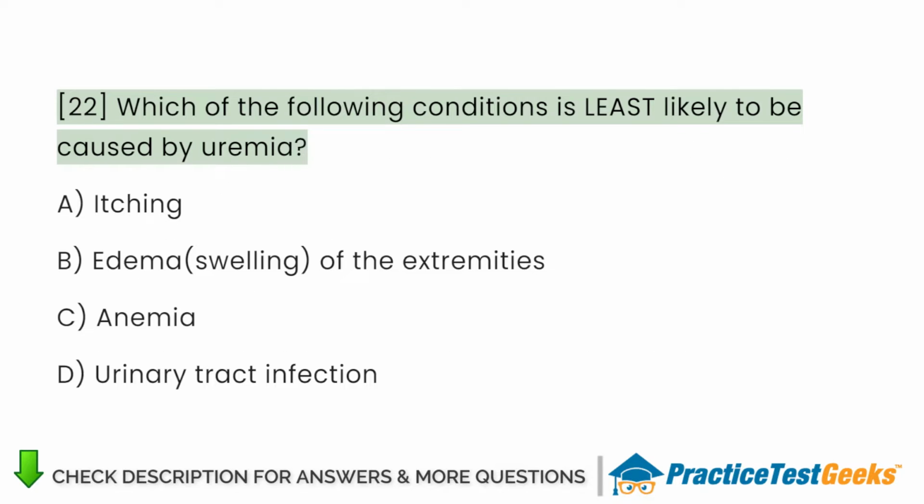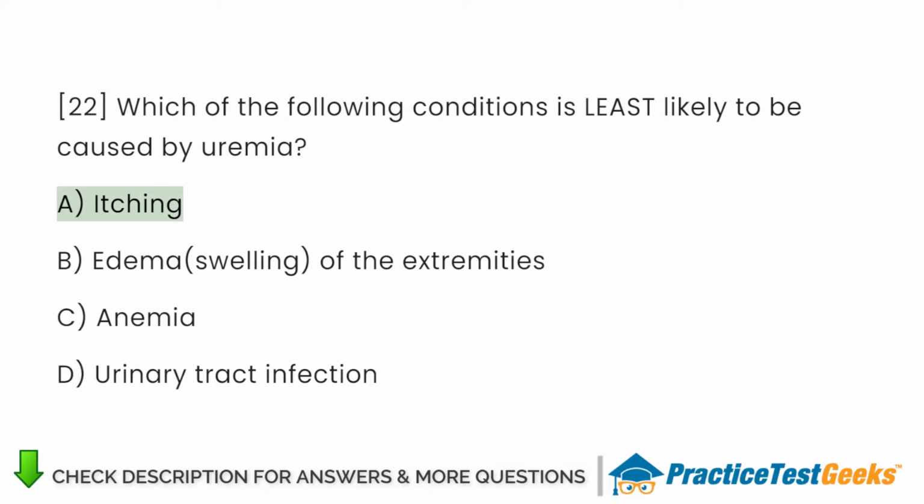Which of the following conditions is least likely to be caused by uremia? A. Itching. B. Edema, swelling, of the extremities. C. Anemia. D. Urinary tract infection.